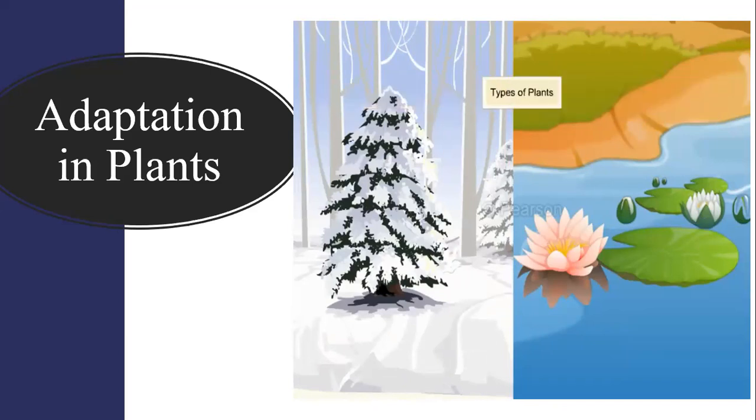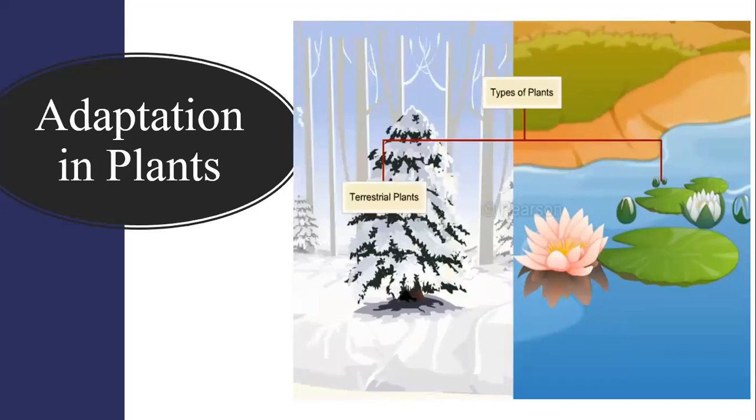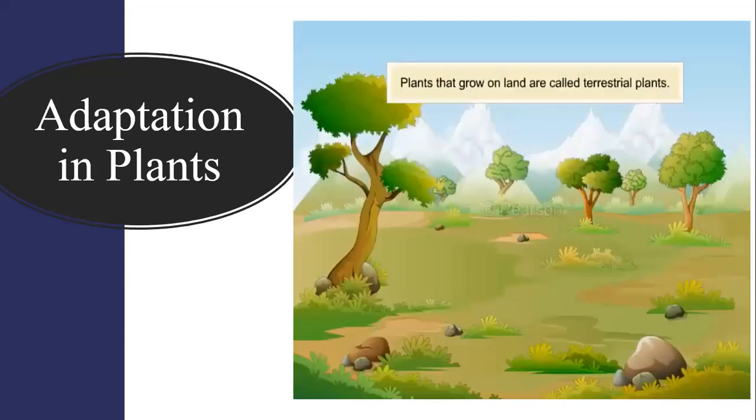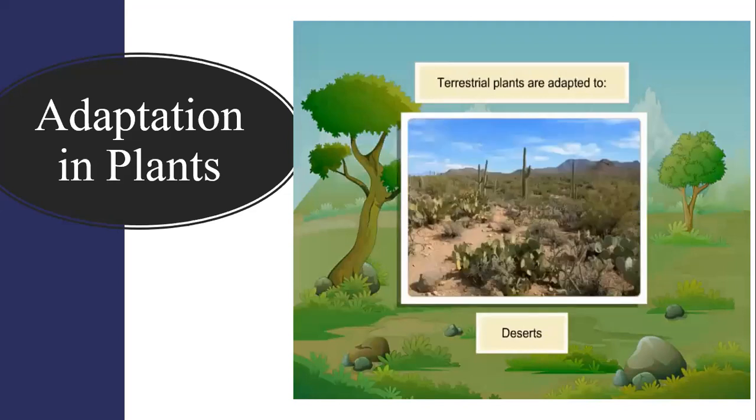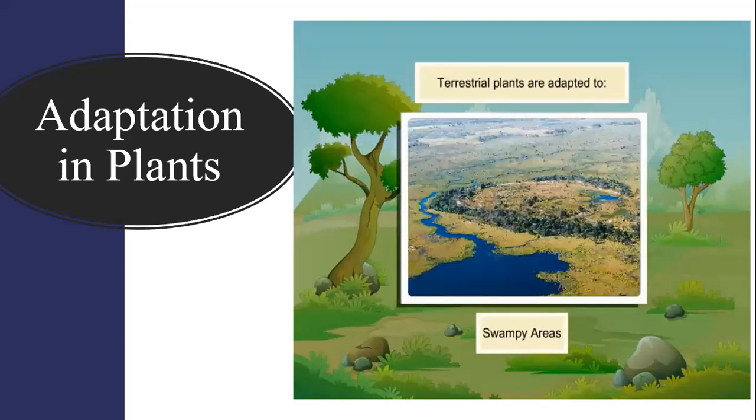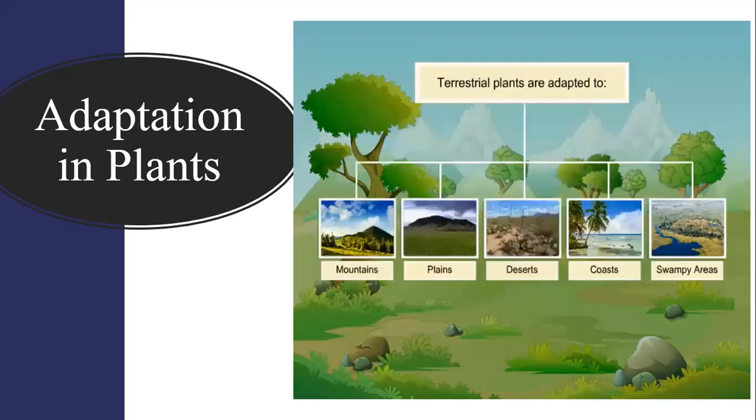Plants can be broadly categorized into two types based on the habitat they are adapted to. They are terrestrial plants, aquatic plants. Plants that grow on land are called terrestrial plants. Terrestrial plants are adapted to different regions on land, such as mountains, plains, deserts, coasts, and swampy areas. Let us look into the adaptations of plants of these regions.